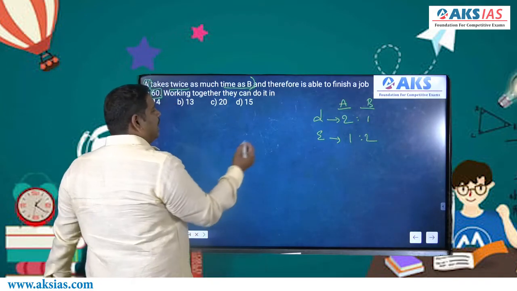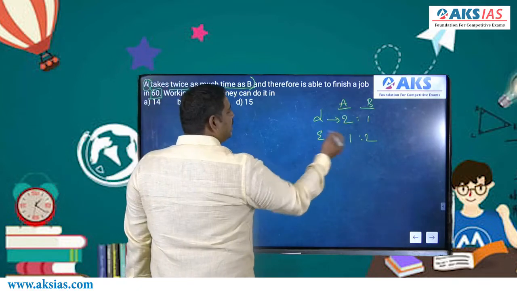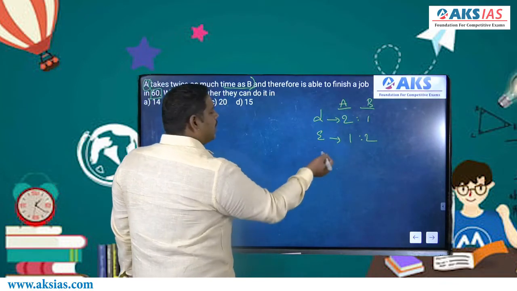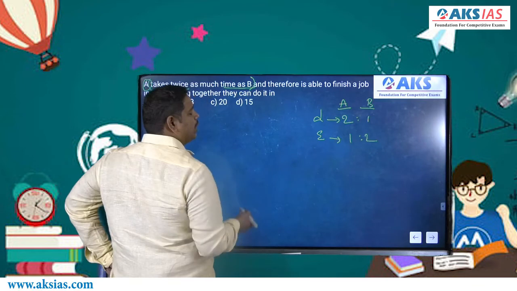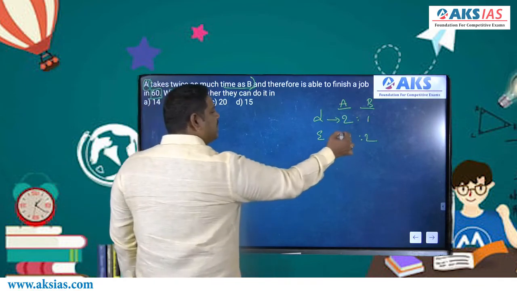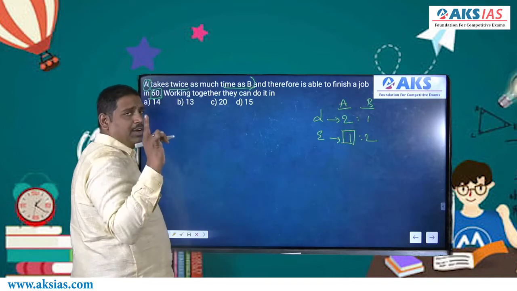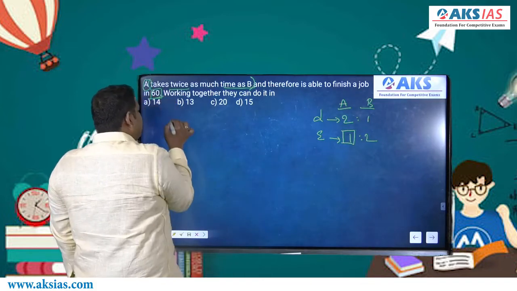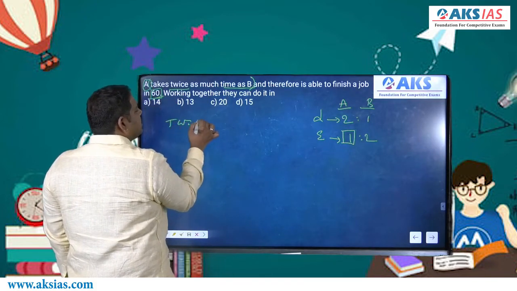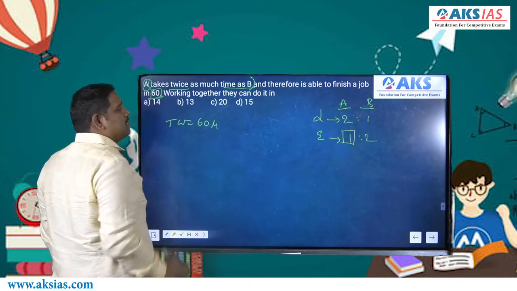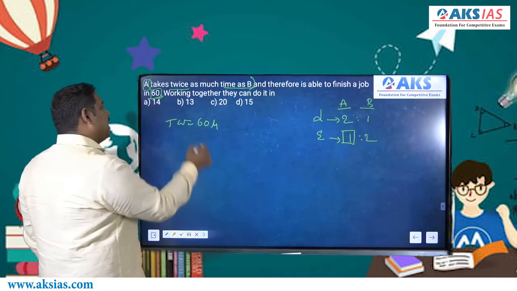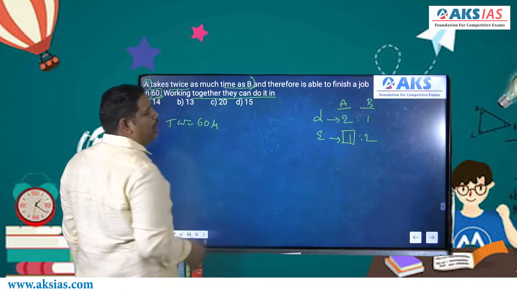Then what we can say is, A's efficiency is how many units? 1 unit, right? Efficiency means 1 day work. In 1 day A completes how many units? 1 unit. So in 60 days he will complete, right? So the total work is how many units? 60 units.